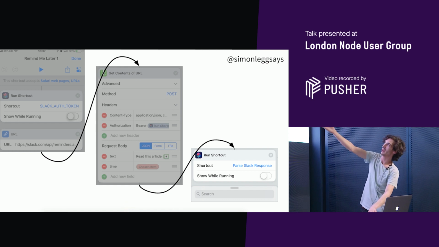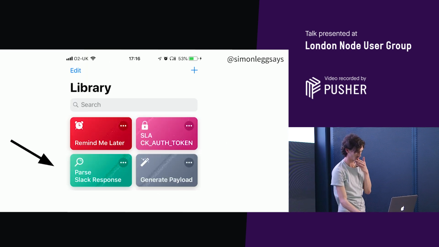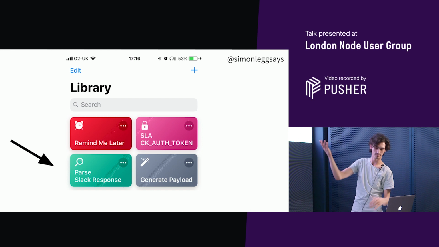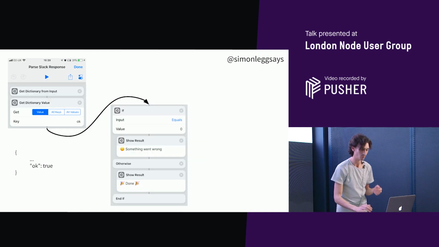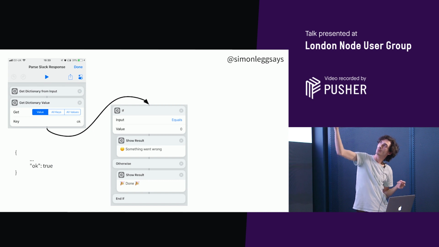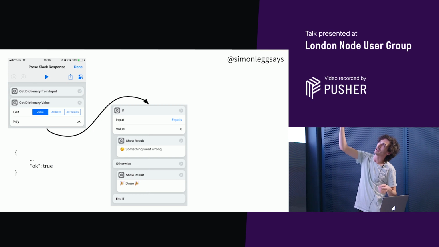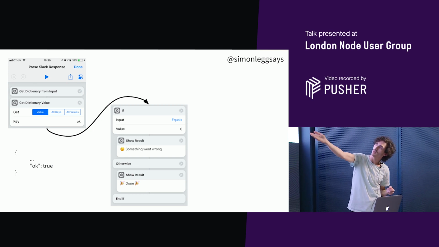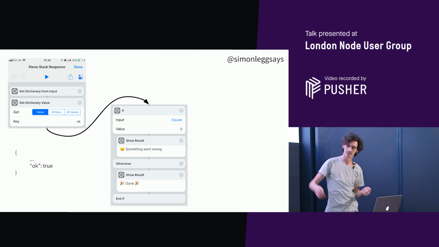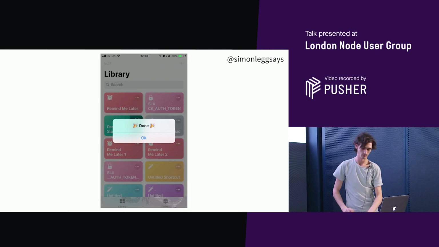And then I'm piping the response of that into this other shortcut, which is parse Slack response. It's just another shortcut. And what does it do? It gets a dictionary from input, which is like creating an object. So the Slack API returns JSON, so it creates an object. I get the key OK out of it, which is a Boolean that Slack returns. Weirdly, it seems to convert it into a number, which is weird. But if the value is 0, I show a result, something went wrong. Otherwise, I show result done, which looks like that.